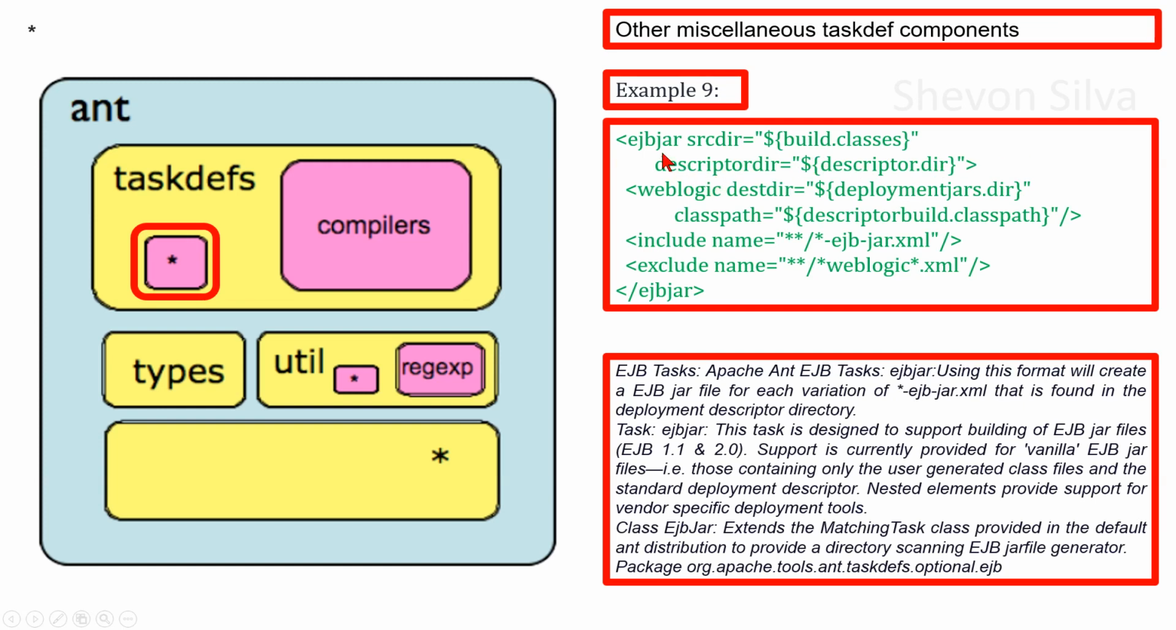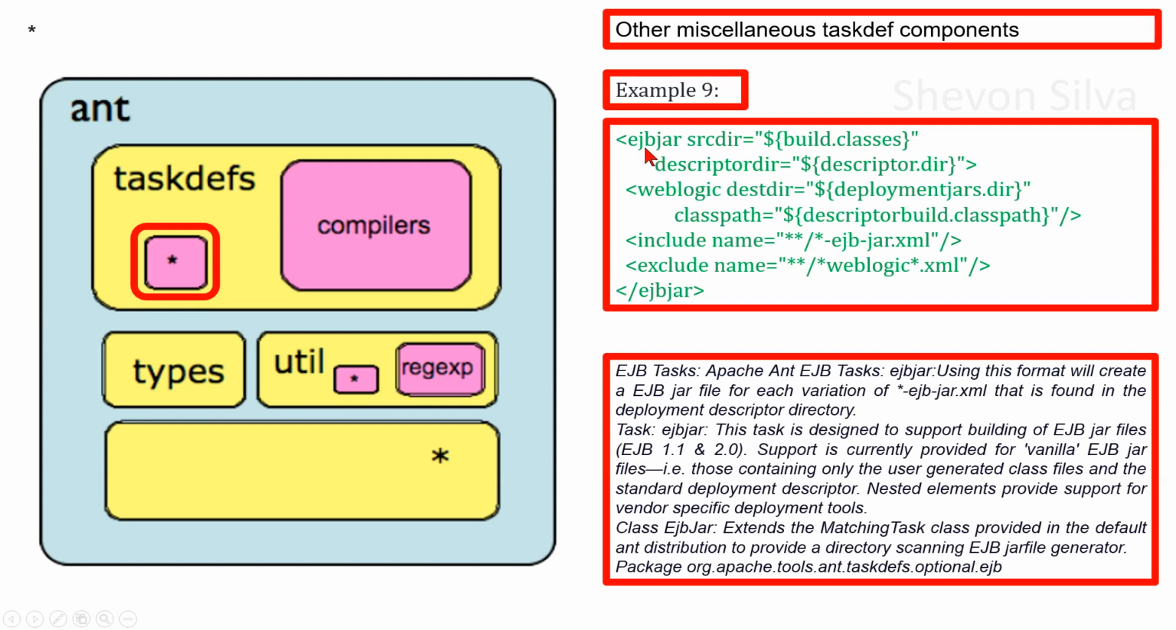The task EJB jar. This task is designed to support building of EJB jar files, EJB 1.1 and 2.0. Support is currently provided for vanilla EJB jar files, that is those containing only the user-generated class files and the standard deployment descriptor. Nested elements provide support for vendor-specific deployment tools.